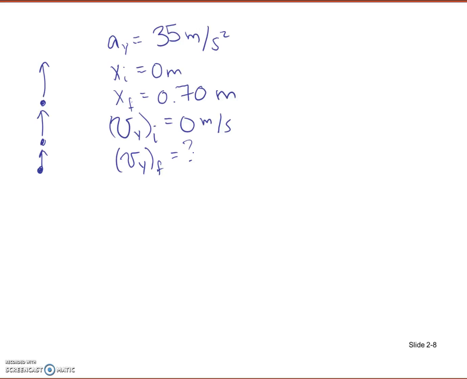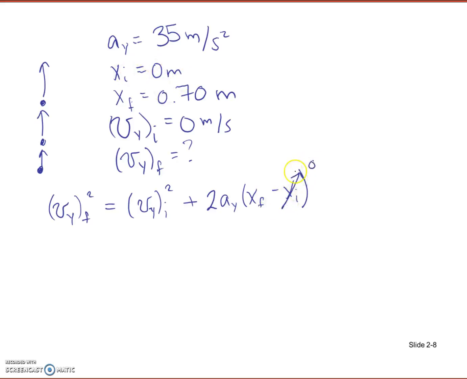So I'm going to use that equation that I used in the last example, which is Vy final squared is equal to Vy initial squared plus 2ay times x final minus x initial. Okay, so I like to plug in things that are 0, like my initial position. This term right here goes away, and my velocity initial is also 0. And I'm looking for the final velocity, so that's already solved for. So I'm just going to clean this up. This is 2ay distributing this times x final.